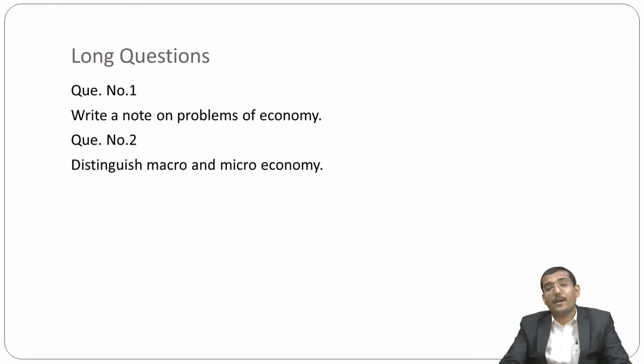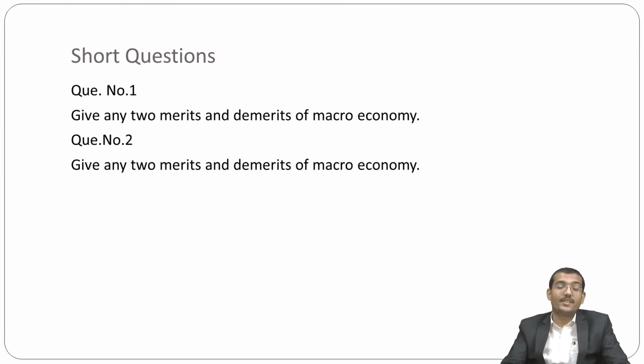The second aspect of your evaluation is the short questions: give any two merits and demerits of macroeconomics and the merits and demerits of microeconomics. Here there is a typographical mistake, my dear friends. So just consider that the second question is with respect to not macroeconomics but microeconomics. So give any two merits and demerits of microeconomics.